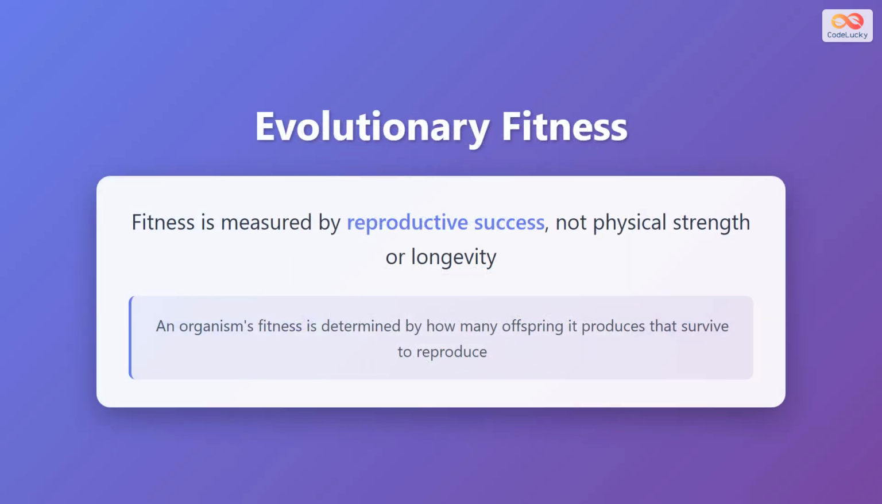In evolution, fitness has a very specific meaning that differs from everyday usage. Fitness is measured by reproductive success, not by physical strength or how long an organism lives. An organism's fitness is determined by how many offspring it produces that survive to reproduce themselves. A very strong organism that produces no offspring has 0 fitness, while a weaker organism that produces many surviving offspring has high fitness. This is why reproductive success is the ultimate measure of evolutionary fitness.